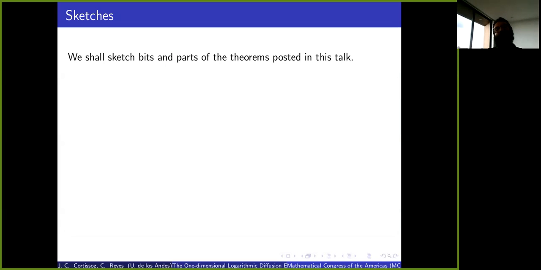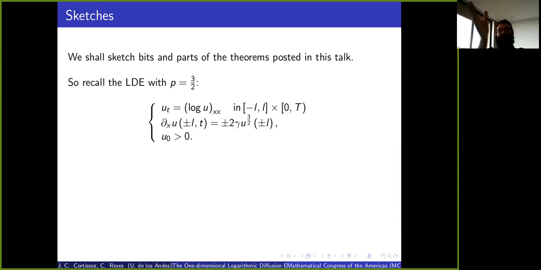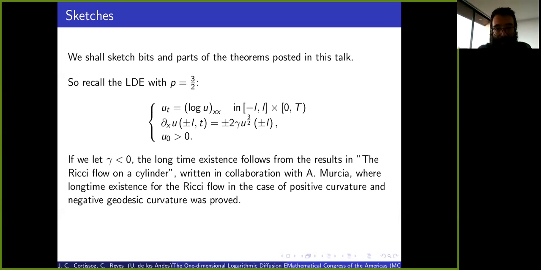Well, here we go. We shall sketch bits and parts of the theorems posted in the first slides of this talk. So let's recall the logarithmic diffusion equation. You have it there, and that's with the boundary condition. And in this first slide, I'm going to assume that gamma is negative. And of course, I'm going to assume that the initial data u naught not only is positive, but the second derivative of the logarithm of u naught is negative as well. So it's a function that looks like this.